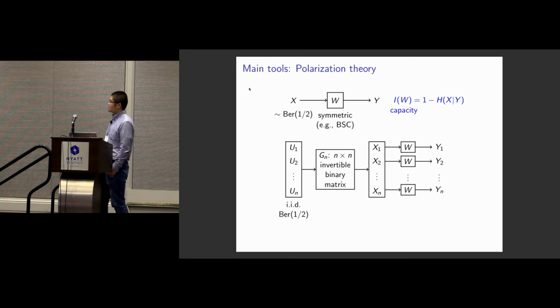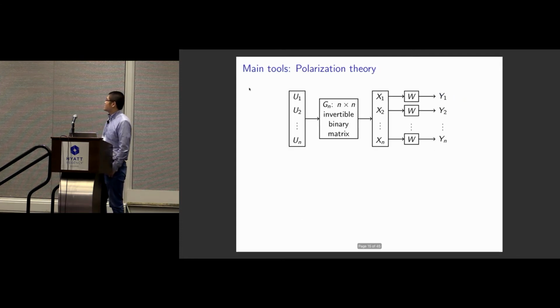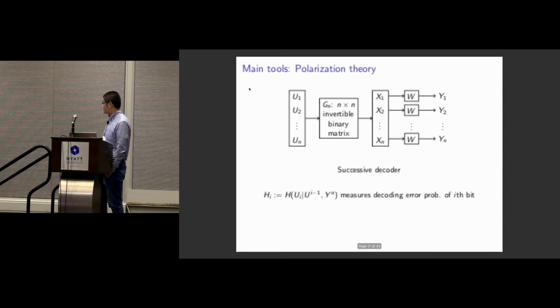We denote the output sequence as y1 to yn. Okay, so now suppose that we want to use a successive decoder to decode the input sequence u1 to un from the output sequence y1 to yn. By successive decoder, we mean that we decode this sequence u1 to un one by one, starting with u1, and then u2, and then u3, all the way down to un.